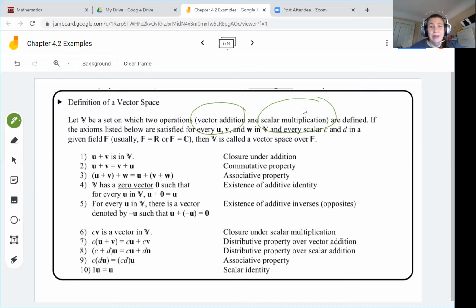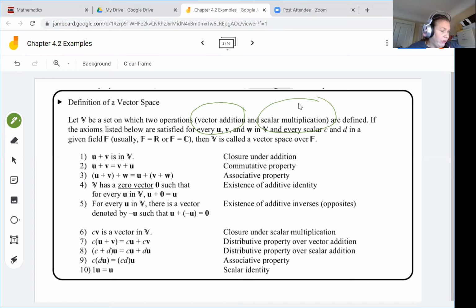Fourth, we have the existence of an additive identity. So V has to have a zero vector such that for every u in V, if we do u plus 0, we get u back out. And there has to be an additive inverse, or what we think of as an opposite. So for every u in V, there needs to be a vector denoted by negative u such that u plus negative u gives us the 0 vector. The sixth property is closure under scalar multiplication. So scalar multiplied by vector v has to also be a vector in V.